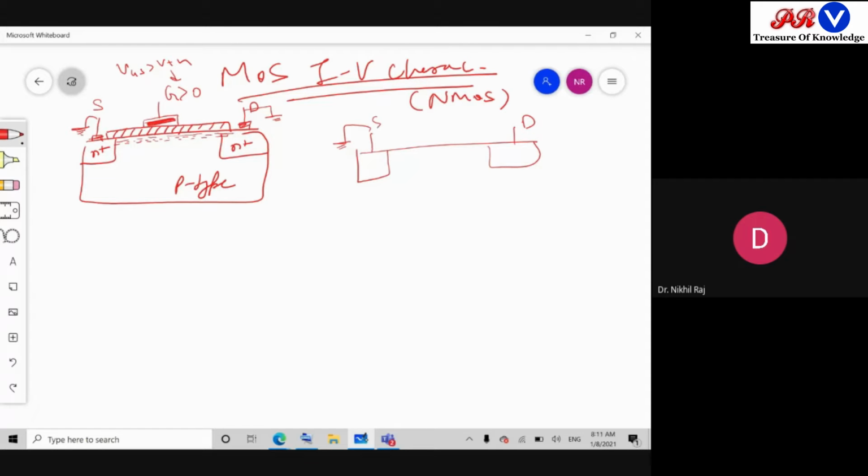So if the source is grounded, let's say drain voltage Vd is greater than 0, then what will happen? The charge concentration at the drain end will be less compared to source, and the channel which was a straight line now will tilt towards the drain end. This is your SiO2. This is your gate. So here the gate voltage is also greater than 0 and drain voltage also greater than 0, and then the current conduction will start, electrons will flow, and the current movement will be from drain to source.